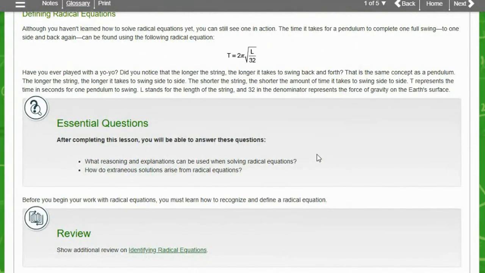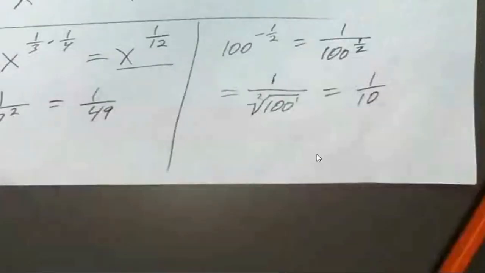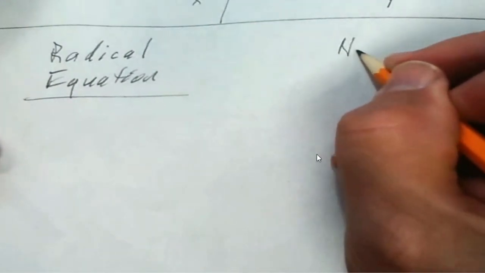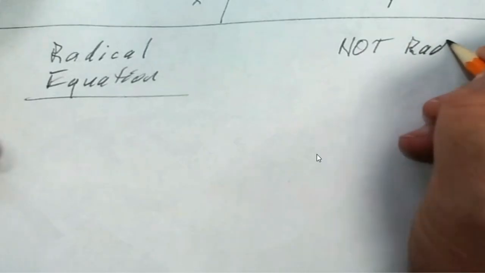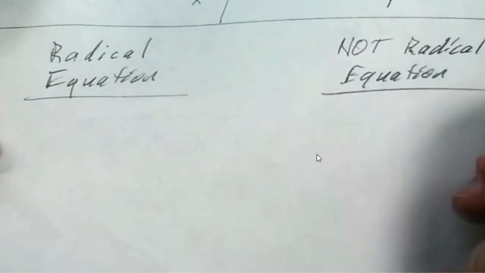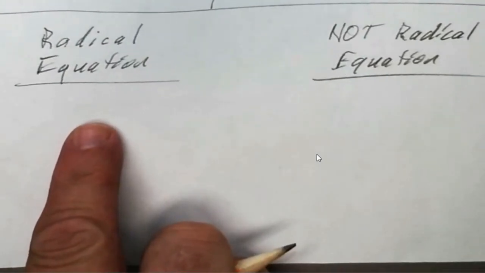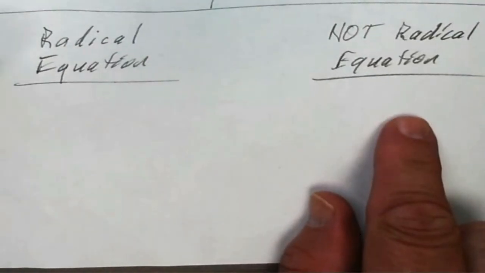So the first thing we need to know is how do we identify a radical equation? Let's put that in our notes. I'm going to put it right underneath our exponents. That's a good place to have it. Radical equation will be here, and over here we're going to put what is not a radical equation. So we're going to list over here an example of a radical equation, and over here something that's not a radical equation.